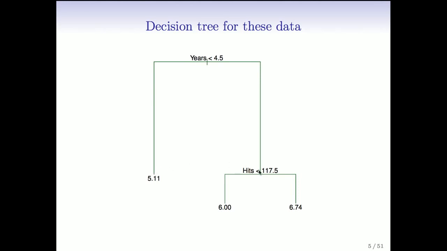And then the process is repeated. We find the best split we can among the left and right nodes, and the winner was Hits at 117.5. So again, in each case, we're doing the best we can in a greedy sense, and that produced these 3 terminal nodes.